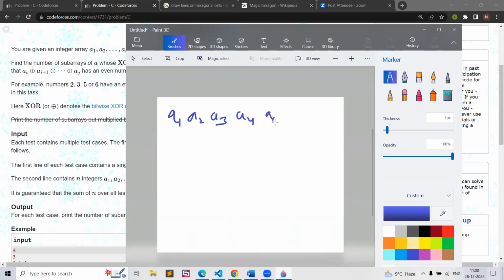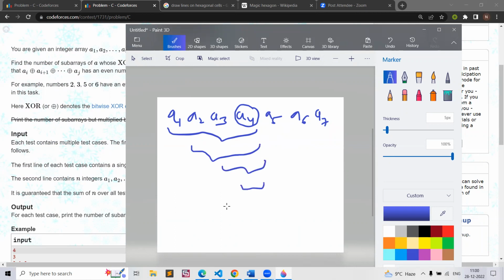Suppose we define that the subarray will be ending at A4. So the subarrays which are ending at A4 will be this, this, this, and this. We need to find out of these four how many subarrays have an XOR with an odd number of divisors.